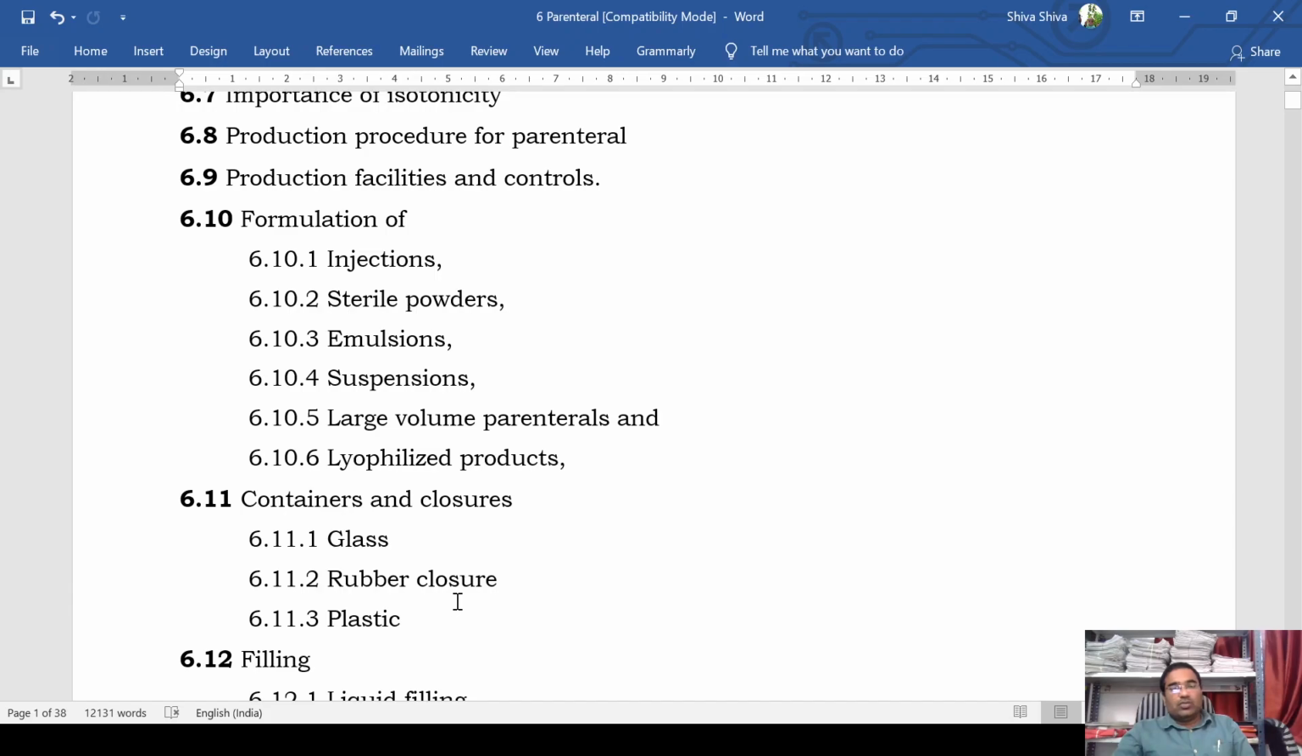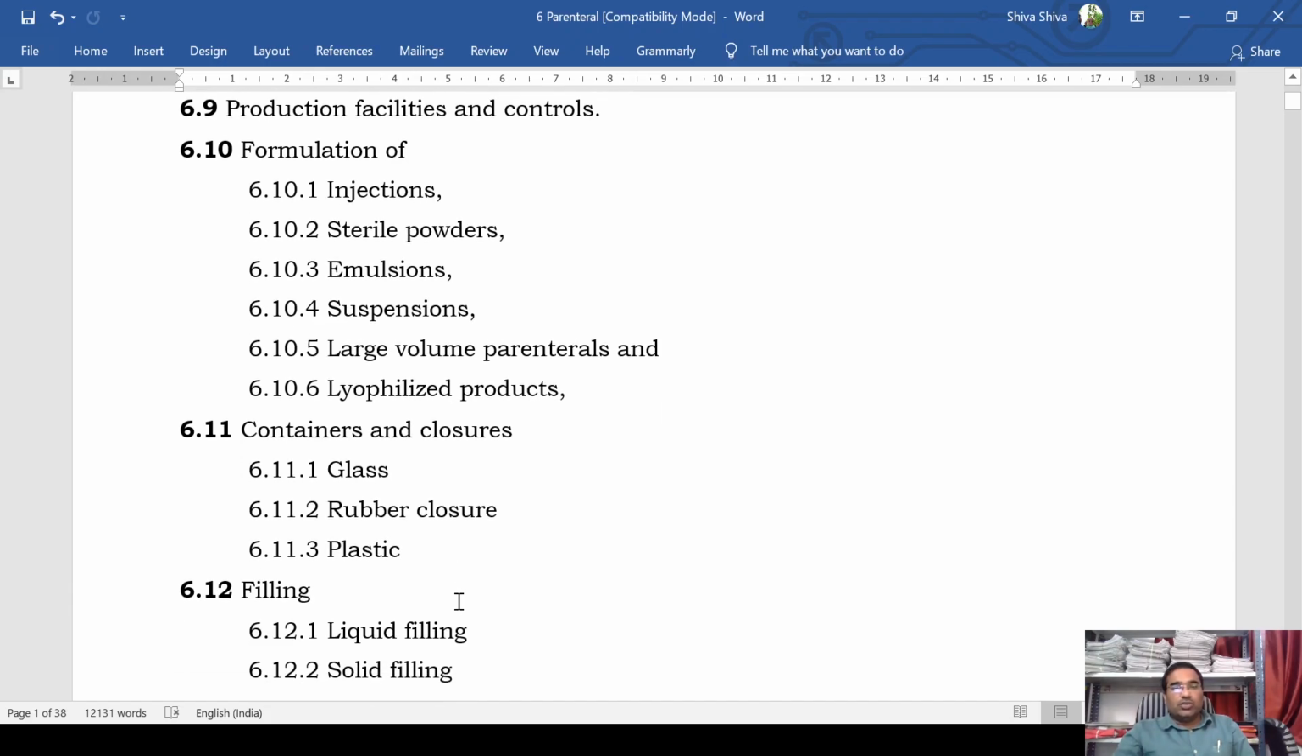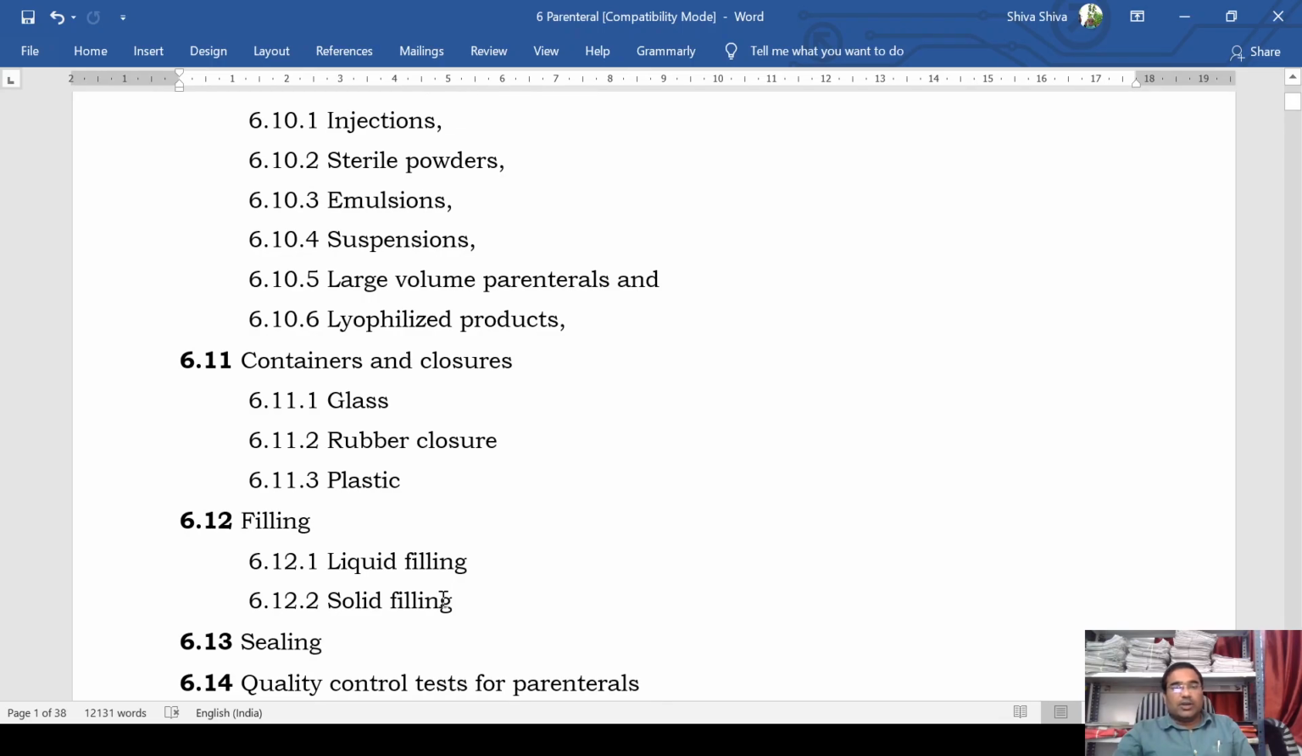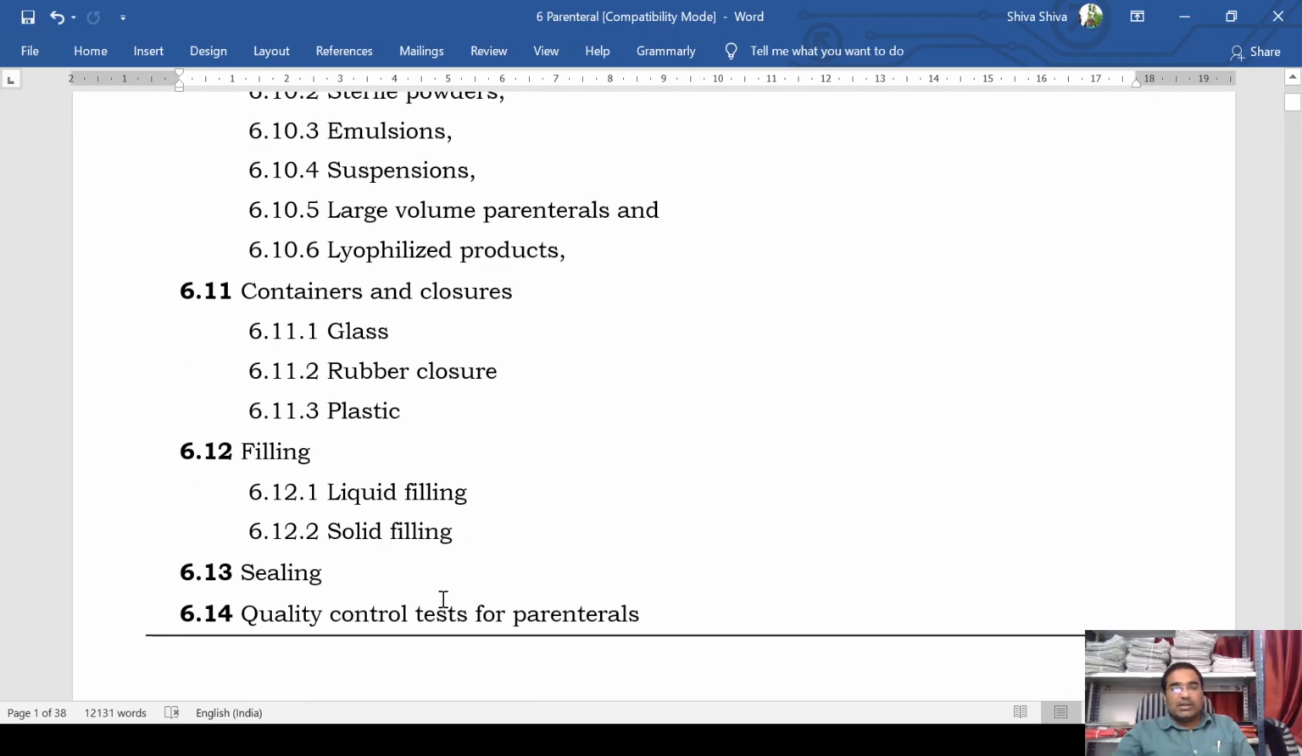The next point we have to see is containers and closures, which are being used in the packaging of parenteral products. The next point is filling. Filling of parenteral product is carried out inside the containers. Then sealing, and last is quality control tests for parenterals. So which are the tests, IPQC as well as finished product tests, carried out for the evaluation of parenteral product.